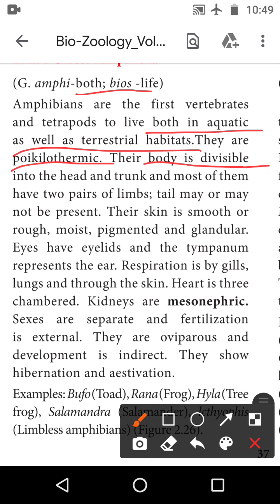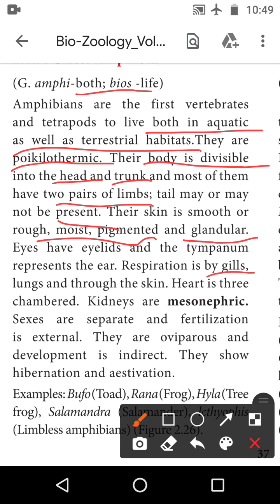The body is divisible into head, trunk, and most of them have two pairs of limbs. Tail may or may not be present. Tail is present, sometimes not. The skin is smooth or rough or moist, pigmented and glandular. Eyes have eyelids and the tympanum represents the ear.